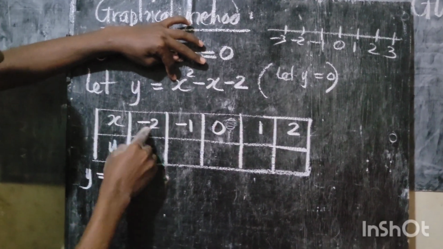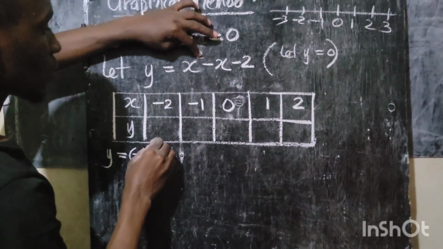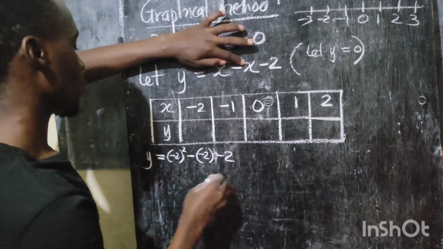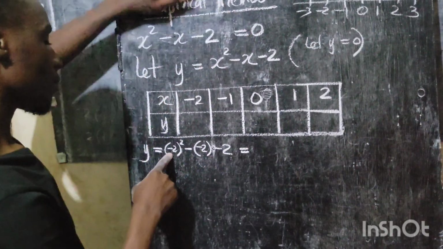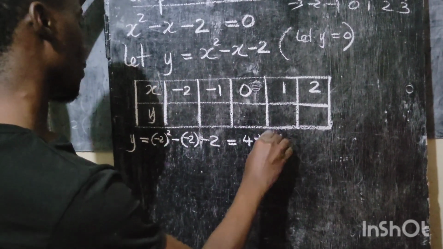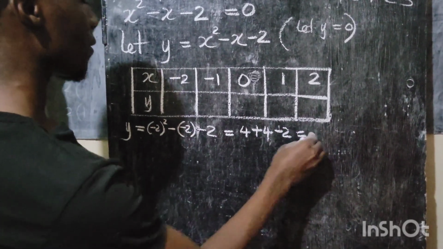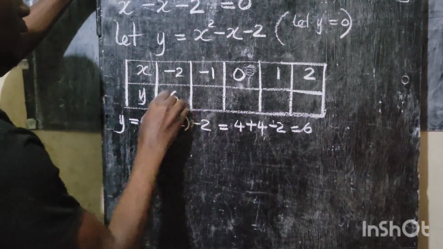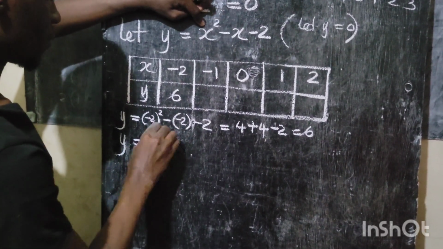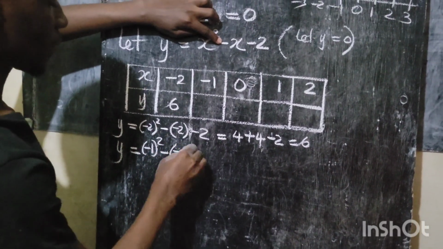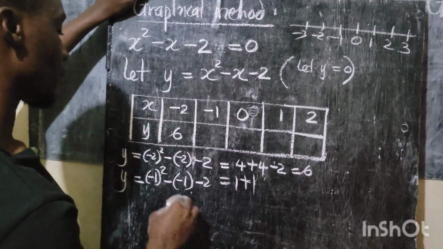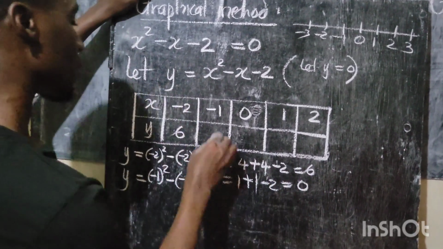If x is negative 2, our y shall be negative 2 squared, minus x itself, which is negative 2, then minus 2. Solving this will give us 4 plus 4, then minus 2, which gives us 6. So this is a 6. If x is negative 1, what will our y be? Negative 1 squared minus x itself, negative 1, minus 2. This is 1 plus 1 and then minus 2, which is 0. So this is a 0.